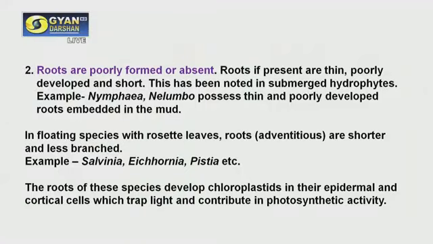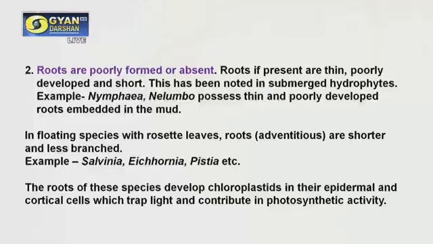Roots, if present, are thin, poorly developed and short. But this is not the case in the plants which are residing in the soil. There the roots are well-developed tap roots, which probe deep into the soil. Sometimes in floating species with rosette leaves, adventitious roots are shorter and less branched. So again, of course there are variations, and the roots also develop chloroplasts in their epidermal and cortical cells, which can trap light and contribute in photosynthetic activity.